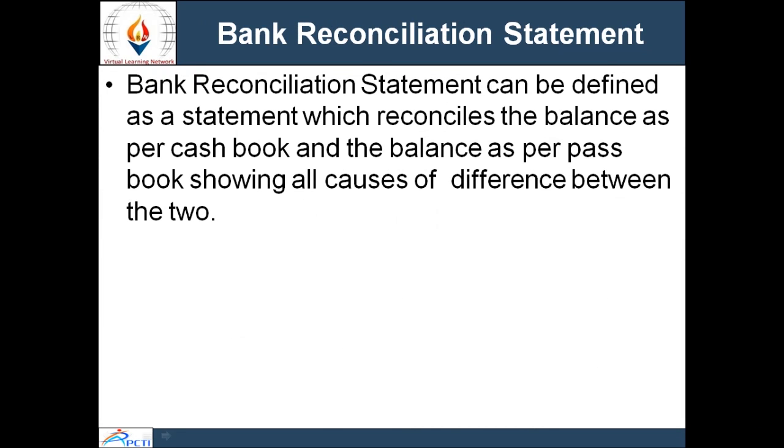Now, bank reconciliation statement. So, what is a bank reconciliation statement? Answer is here. A bank reconciliation statement can be defined as a statement which reconciles the balance as per cash book and the balance as per passbook, showing all causes of difference between the two.